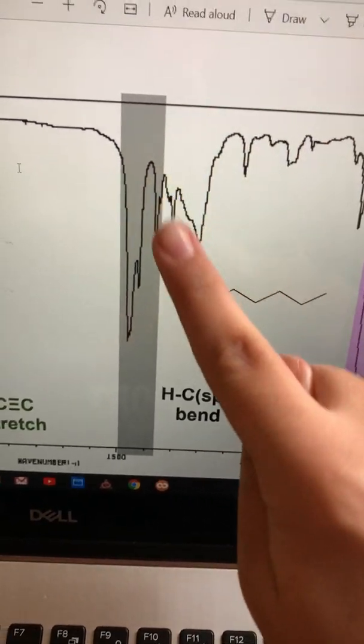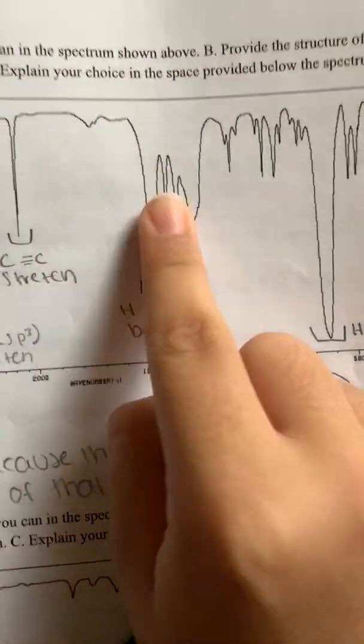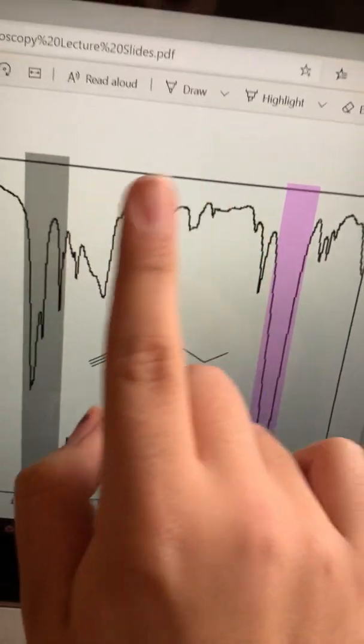Then we go on to examine the H to C sp3 bend. This is a little different, which I think is because it's not as long of a carbon chain. So I think that's why this varies a little bit. You can see it's very similar. However, this region is not really marked, but it's still very similar.